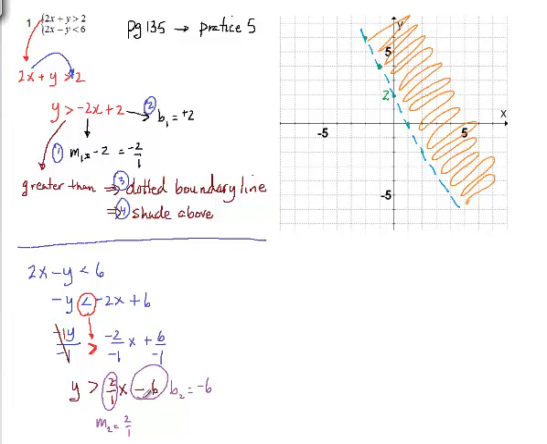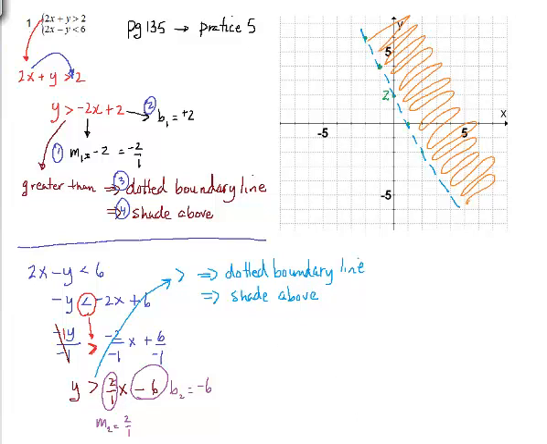And because it's a greater than sign, it tells us what? So this greater than sign right here tells us we have a broken or dotted boundary line again, and we are now greater than. Because it's greater than, it tells us to shade above.